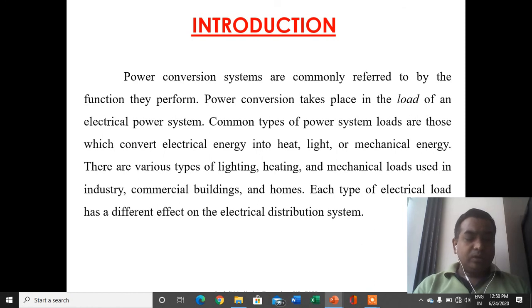As we all know, the electrical power system is a very diversified topic. An electrical load in a system is one which consumes electrical power. Different functions are performed by electrical systems. Electrical loads convert electrical energy into other forms of energy such as heat, light or mechanical energy. Various electrical loads have different behavioral characteristics.